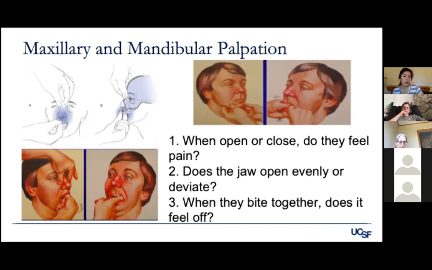So good questions to ask is, when they open or close their mouth, do they feel pain? And does the jaw deviate when they open or close? And that basically means that when you close or open, does the jaw not align on its regular occlusion? And then when they bite together, does it feel off? So those are indications that it may be something more than just the teeth that are involved.